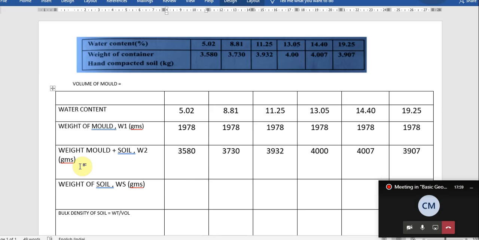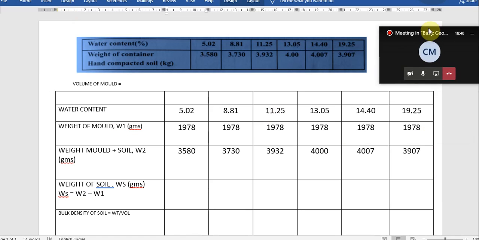Okay, next I have to calculate the weight of soil. Now weight of soil is given by weight of mold plus soil minus weight of mold. So W2 minus W1. For all the trials, you have to do W2 minus W1.